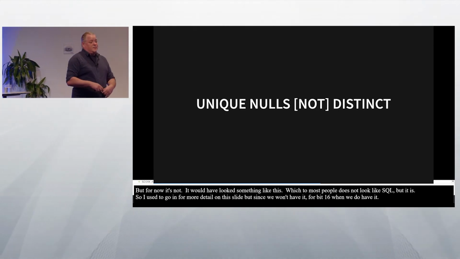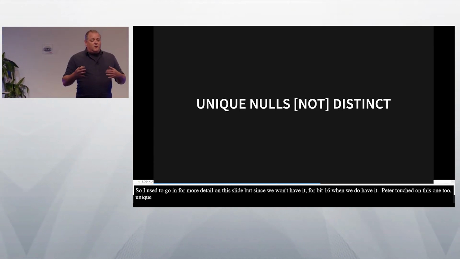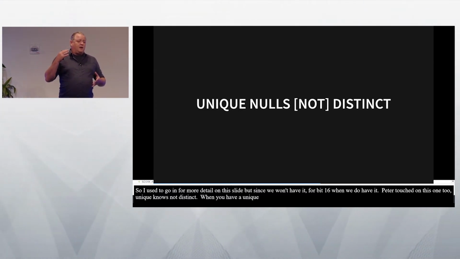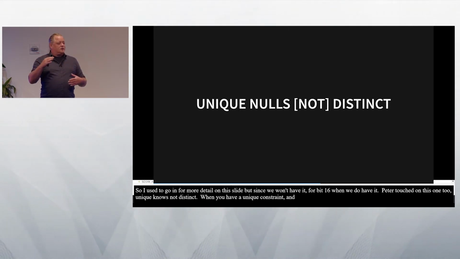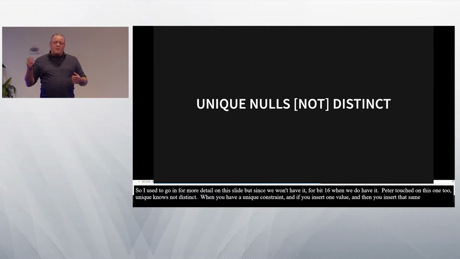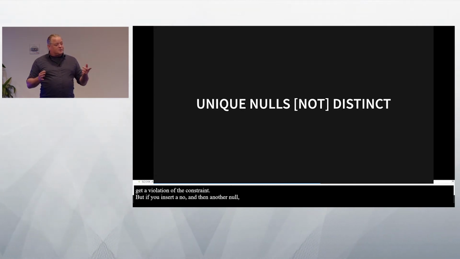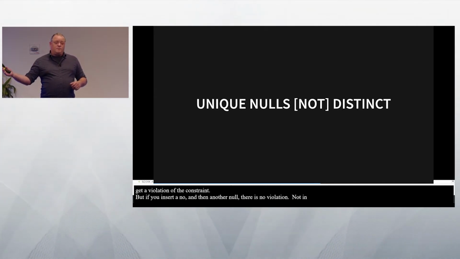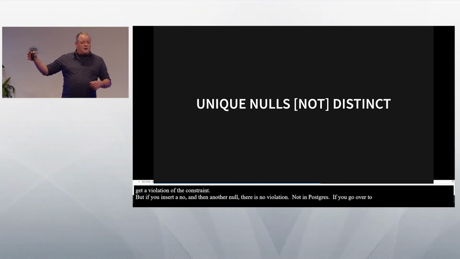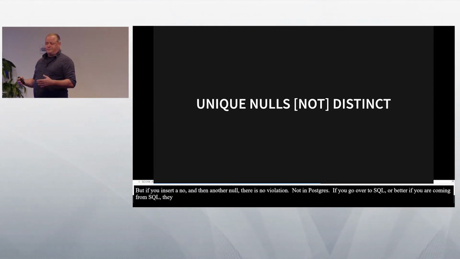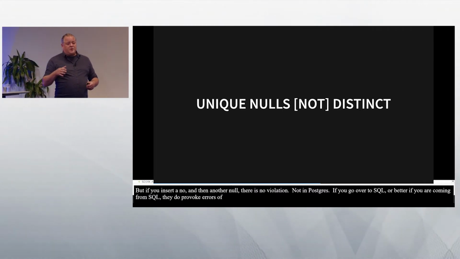Unique nulls not distinct. When you have a unique constraint, if you insert one value, and then you insert that same value, you get a violation of the constraint. But if you insert a null, and then another null, there's no violation. Not in Postgres. If you go over to MySQL, or better, if you're coming from MySQL, their nulls provoke errors of uniqueness. And so that could be pretty weird for your application.